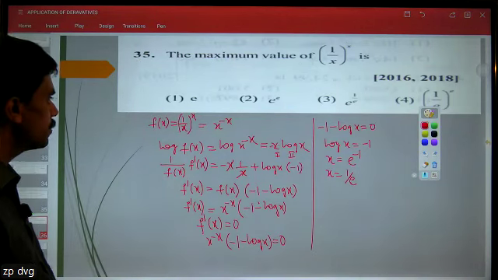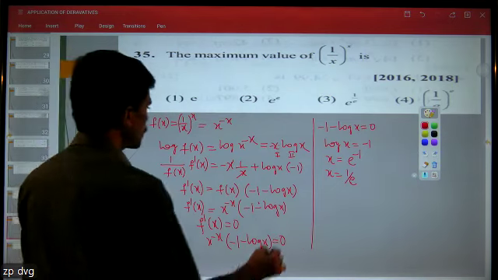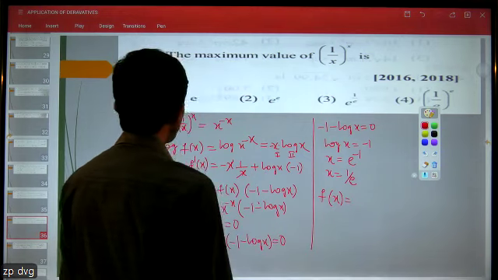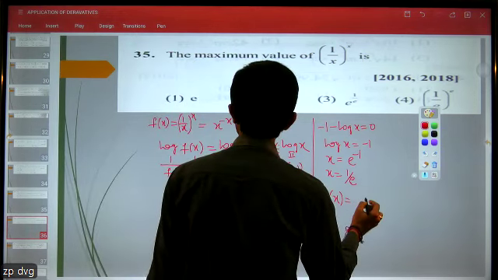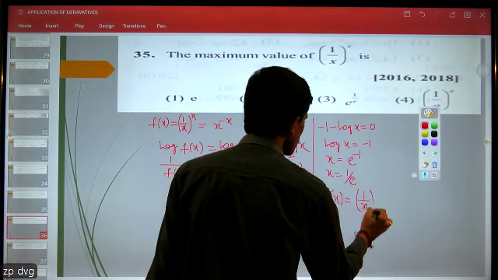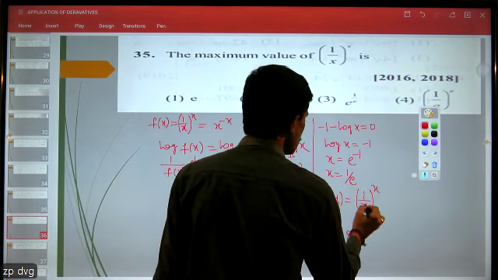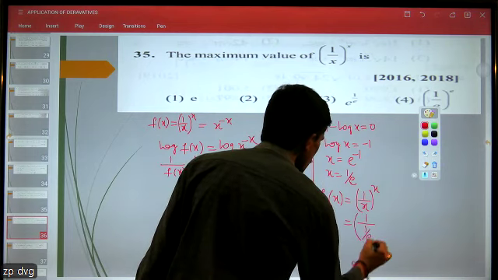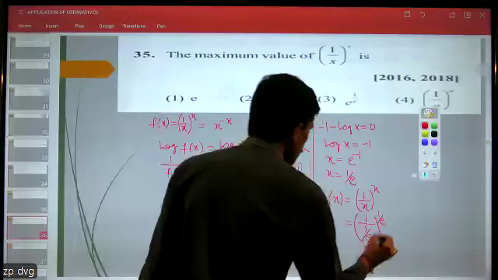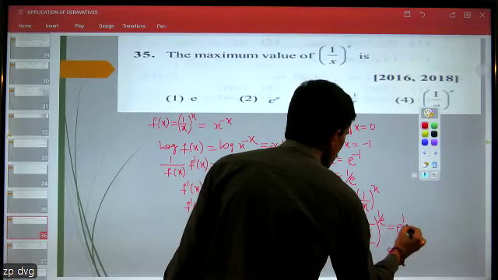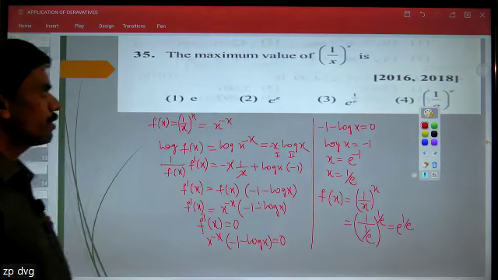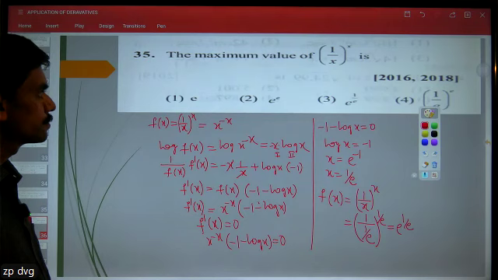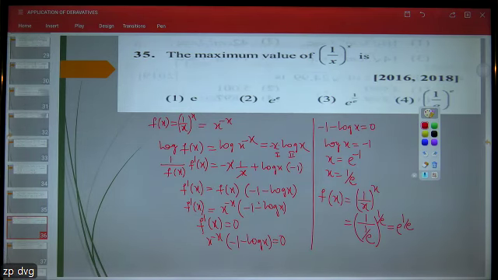That's why we have to substitute the value of x in the given function f of x equal to 1 by x whole power x. If you substitute x equal to 1 by e, 1 divided by 1 by e whole power 1 by e, this is nothing but e power 1 by e. So e power 1 by e is the right answer. So the correct answer is option 3. Okay, so question number 35 is completed.